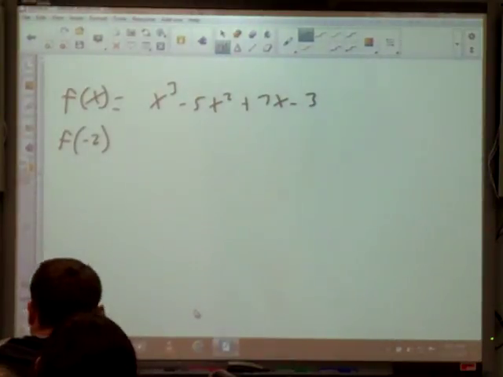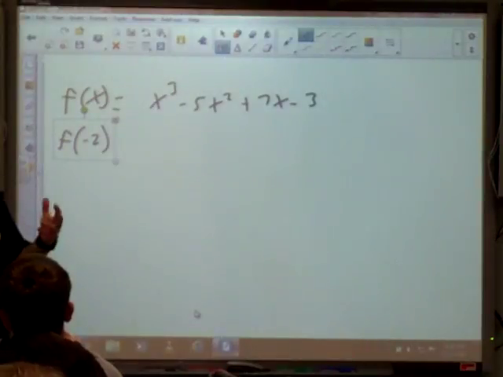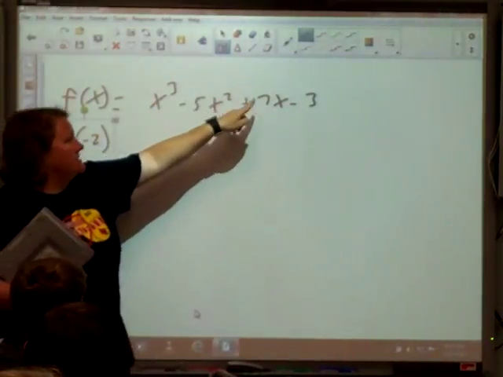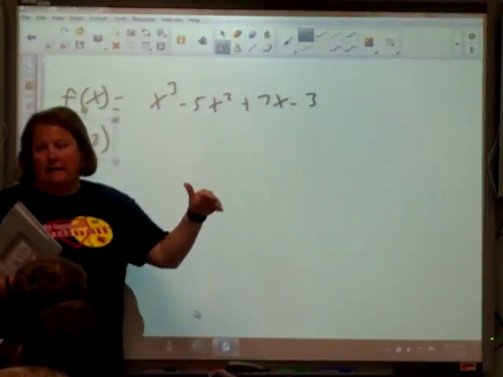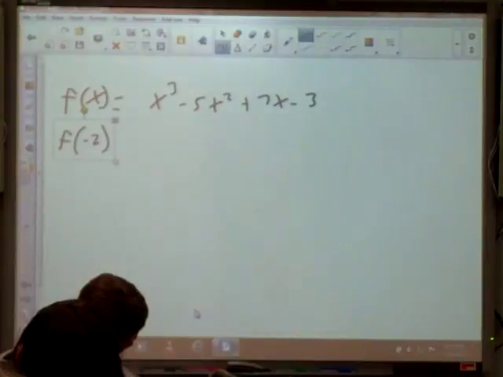But what this means is we're going to substitute a negative 2 in for the x. So you could do that, just do negative 2 cubed minus 5 times negative 2 squared plus 7 times negative 2 minus 3. You could do that and get an answer. But since this is the synthetic division lesson, I want us to get more practice on that. As long as you don't mess up, you'll get the same right answer.